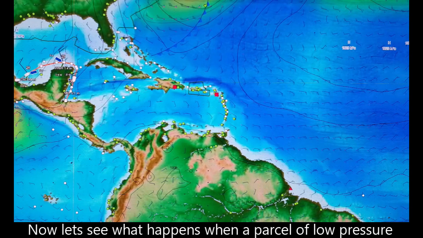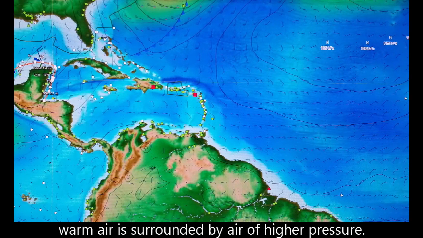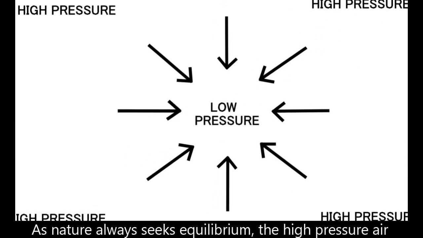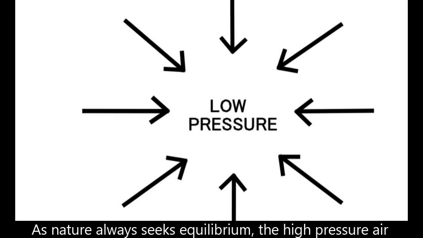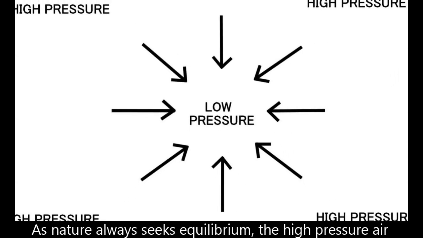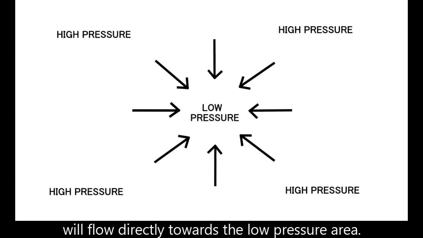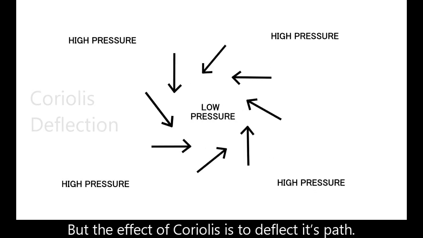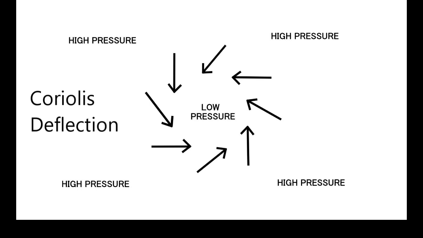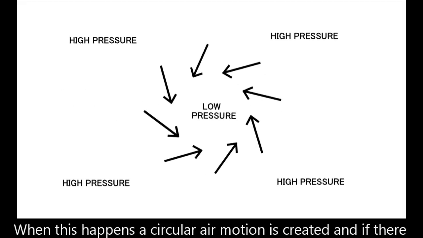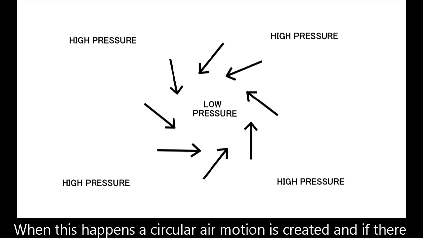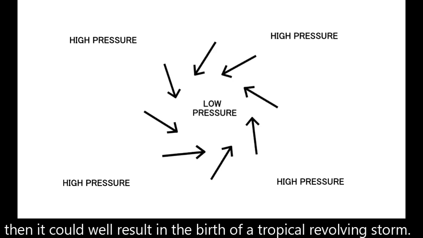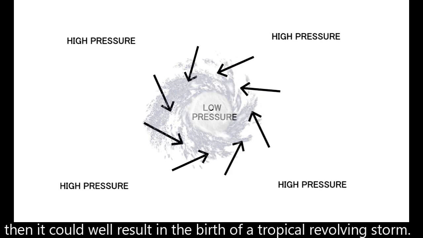Now let's see what happens when a parcel of low pressure warm air is surrounded by air of higher pressure. As nature always seeks equilibrium, the high pressure air will flow directly towards the low pressure area. But the effect of Coriolis is to deflect its path. When this happens, a circular air motion is created, and if there is enough high pressure to low pressure air difference to keep it going, then it could well result in the birth of a tropical revolving storm.